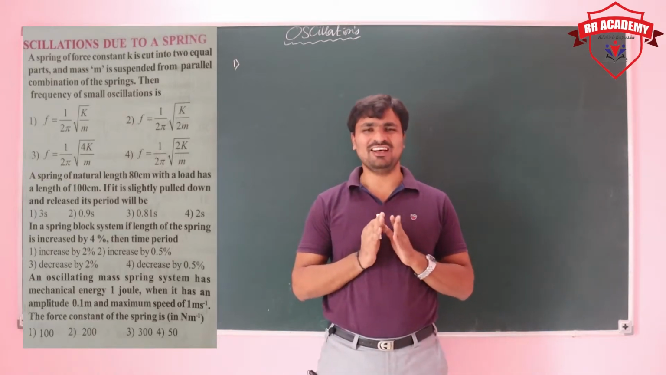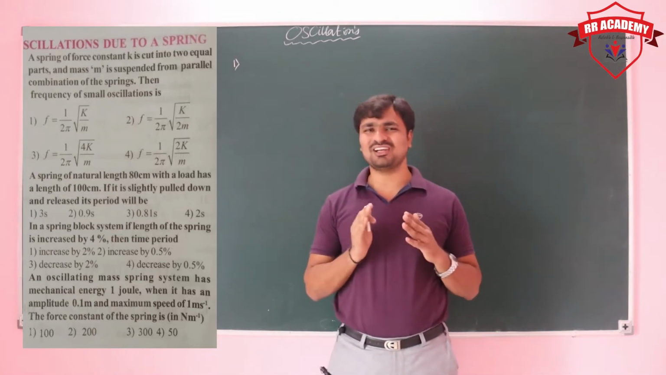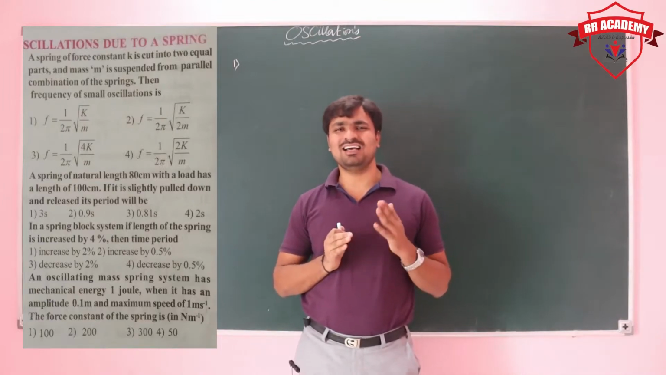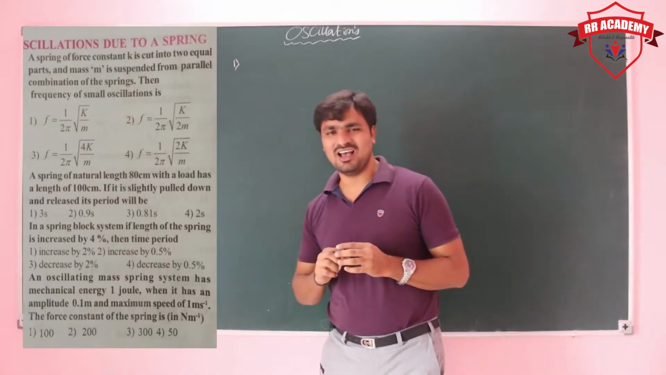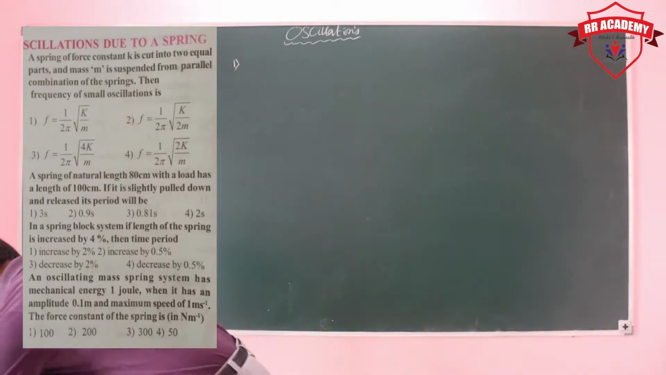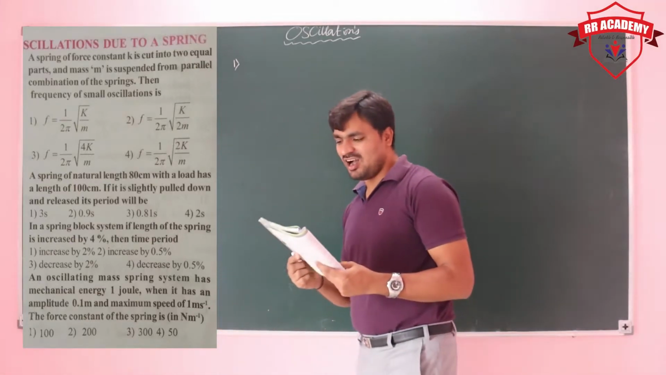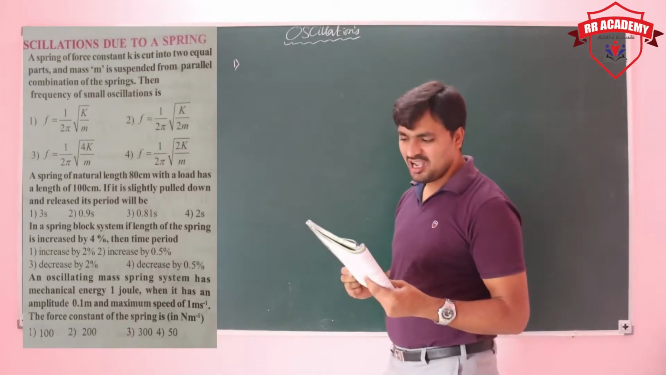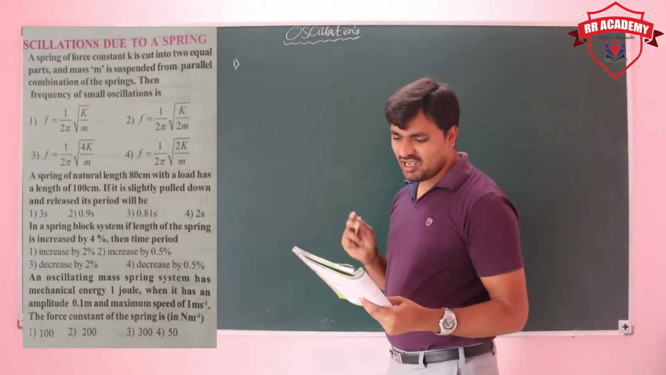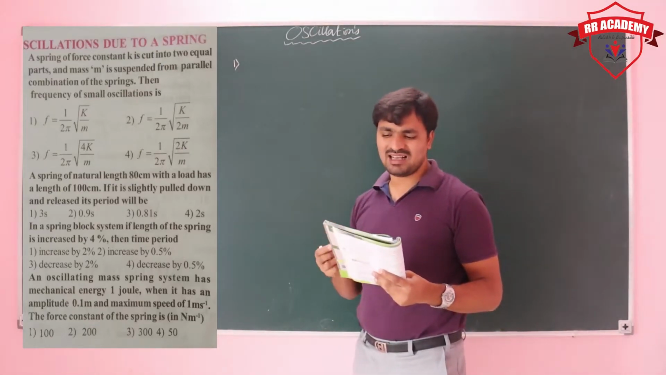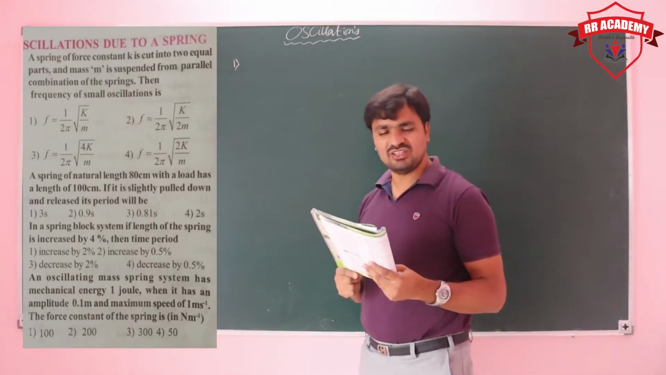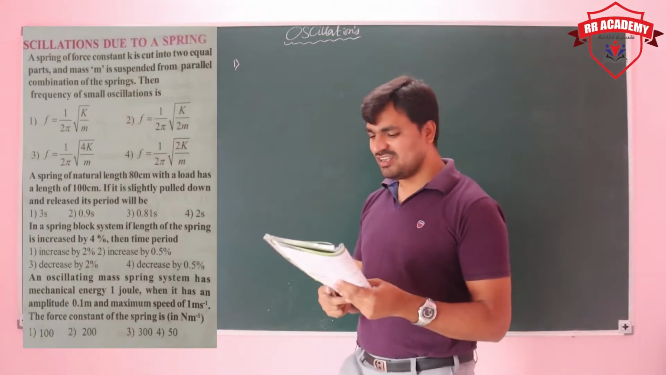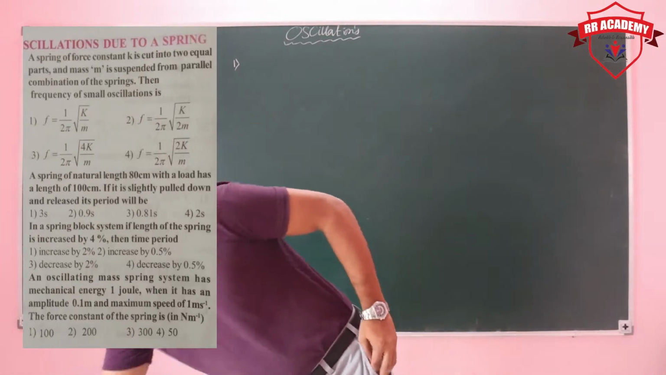In this session, we are going to discuss the numerical problems based on spring mass system. So here we have some problems. Have a look at the problems. The first problem is here. A spring of force constant K is cut into two equal parts and a mass M is suspended from the parallel combination of the springs. Then the frequency of oscillation is?